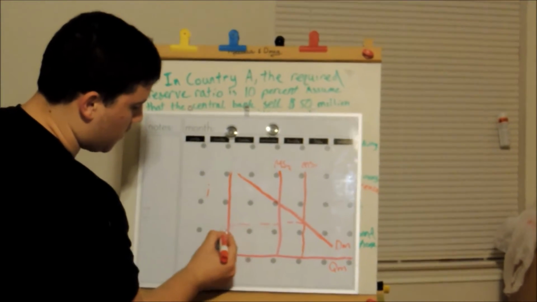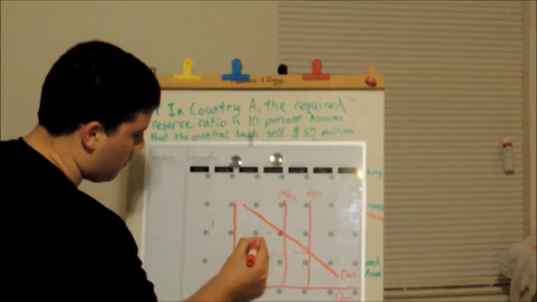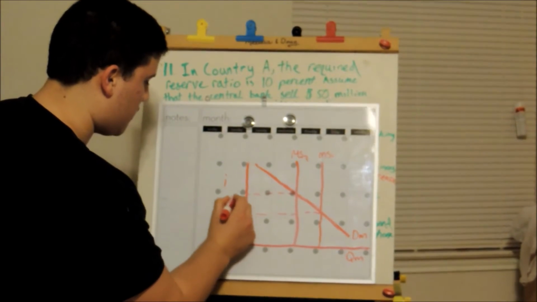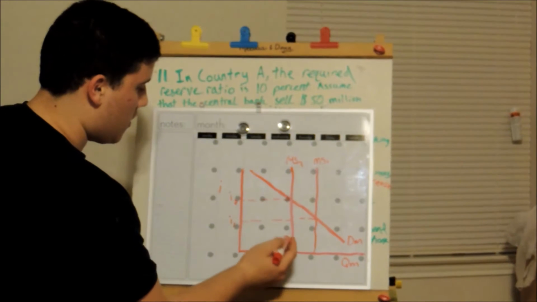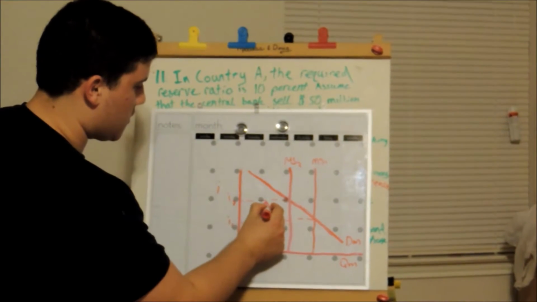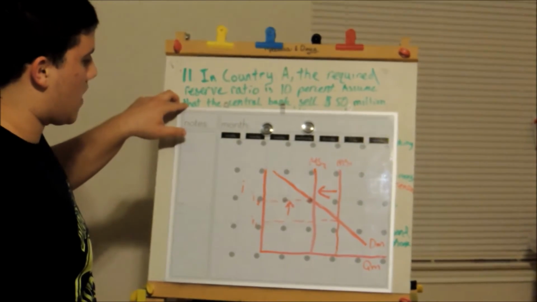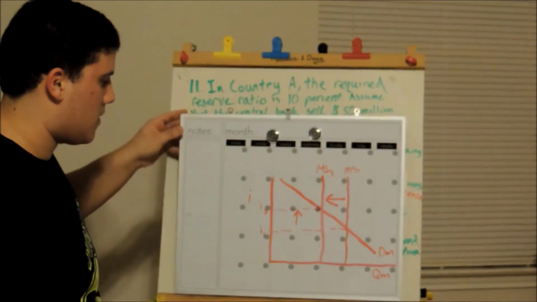And then you're going to draw these lines to indicate where the interest rate is. So this is interest rate 1 and this is interest rate 2. The interest rate is going to go up since the money supply is decreasing. And that is our graph for part B.